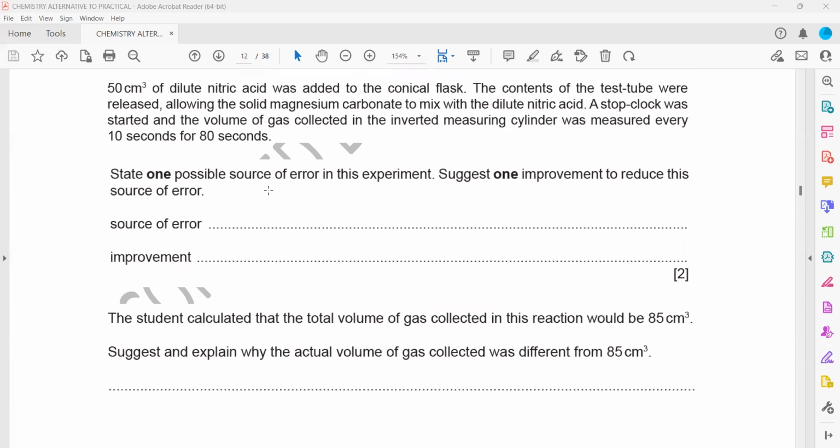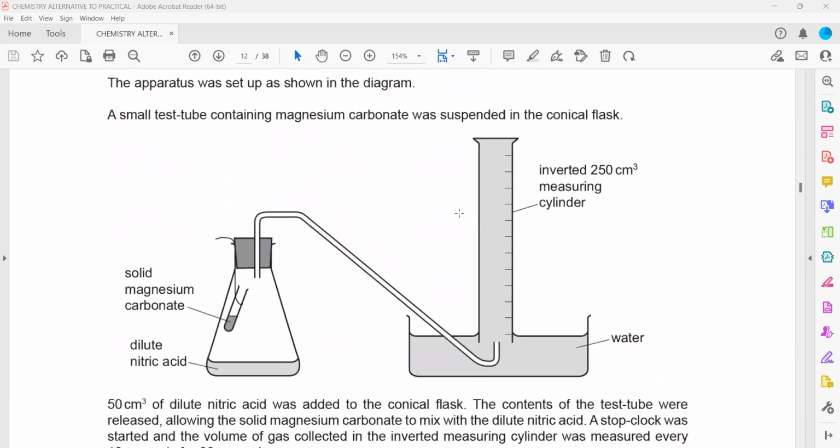Then the student calculated the total volume of the gas collected to be 85. Suggest and explain why the actual volume of gas collected was different from 85. The student predicted that it should be 85, but he collected a different volume. What might be a reason for not collecting the same amount? Some gas dissolved, or the gas is soluble. So the volume of the gas collected will be lower than what the student predicted.